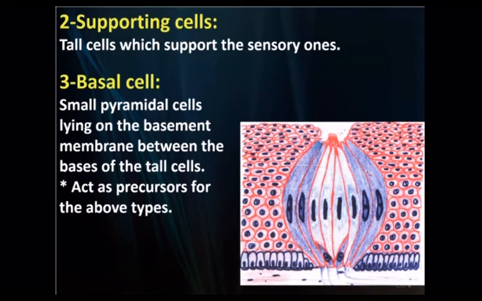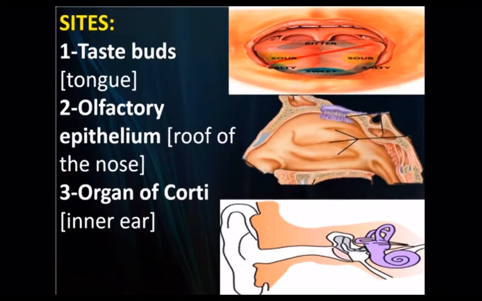The second cell is the supporting cell. They support the sensory ones. The third cell is the basal cell. It is a small pyramidal cell lying on the basement membrane. They act as precursors, or stem cells, for the other two types. The sites of the neuroepithelium are the taste buds in the tongue, the olfactory epithelium in the roof of the nose, and the organ of Corti in the inner ear.